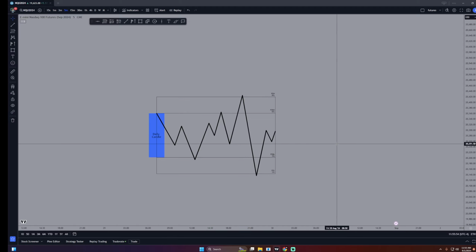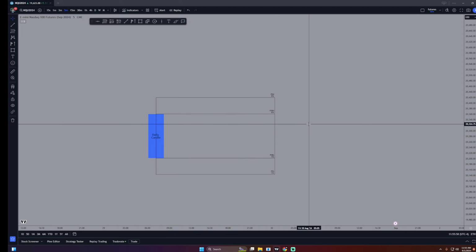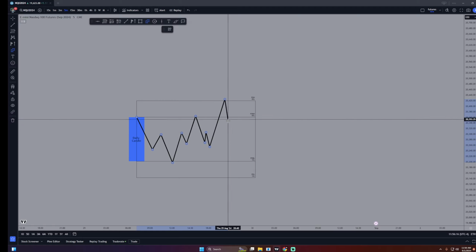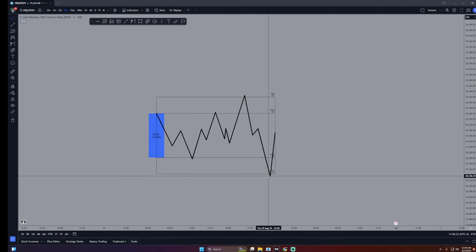So, when you are looking at the previous day candle, you're going to want to mark out all this for the next day. Alright? What will happen is price will treat the body low as liquidity, the body high as liquidity, the high as liquidity, and the low as liquidity. Okay?